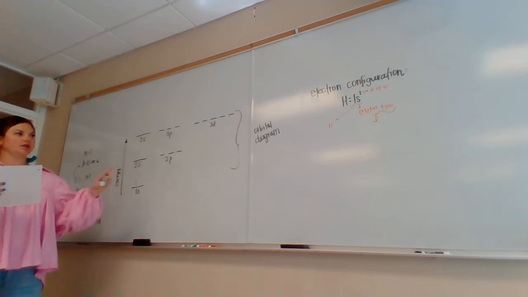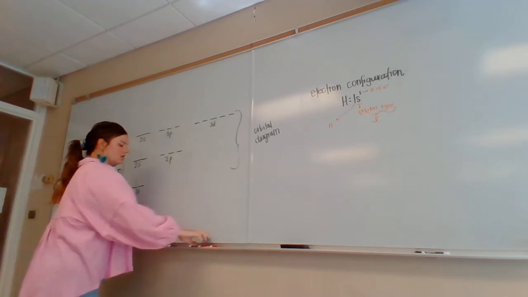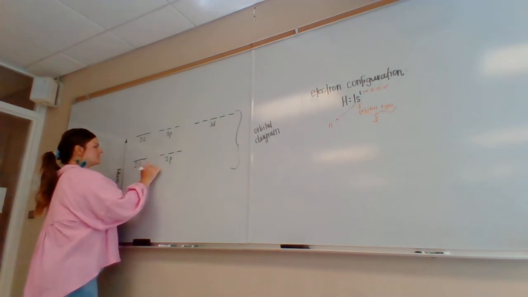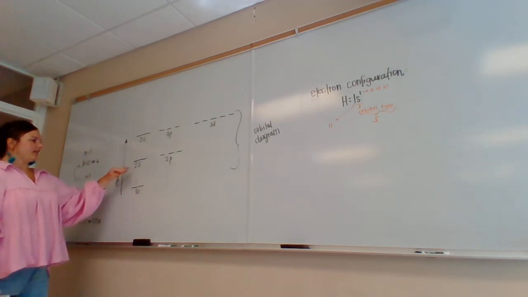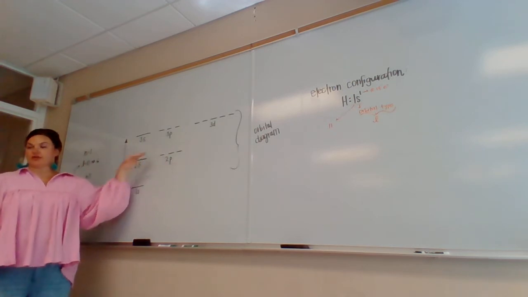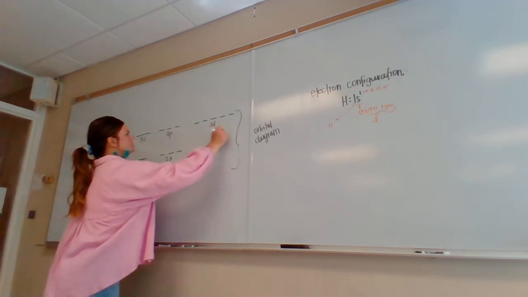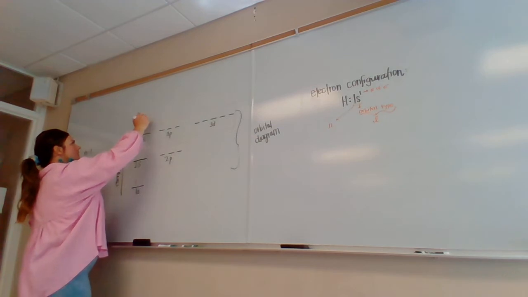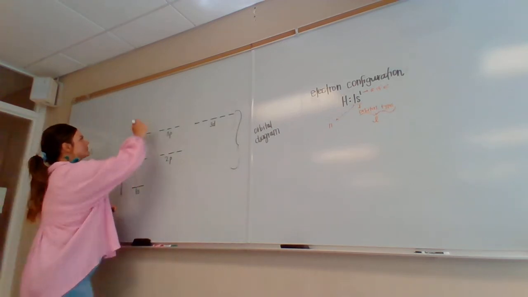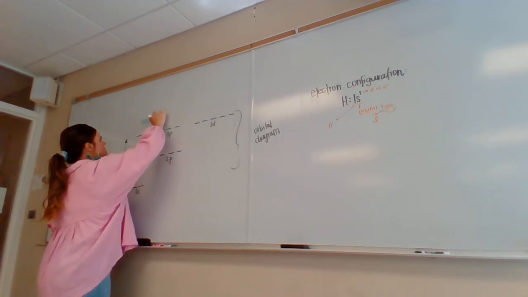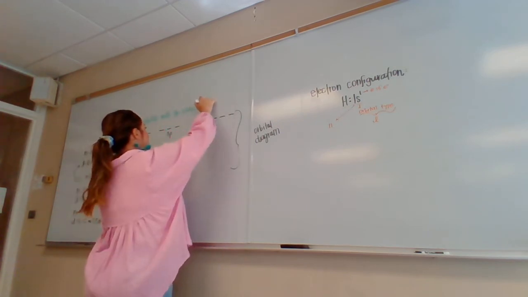Okay, before we do another one, let me go back over here. When you have orbitals with the same energy value, like I've shown here, everything in the second energy level is the same energy. So the s orbital and the p orbital are the same energy. The same is true for the third energy level here. So orbitals with the same energy are said to be degenerate.